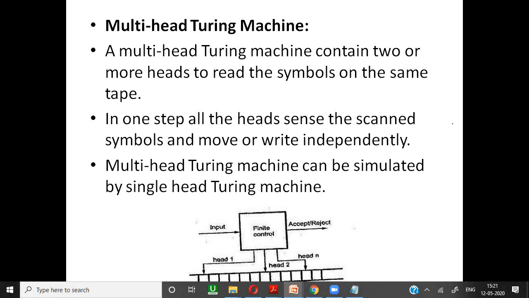The next one is the multi-head Turing machine. A multi-head Turing machine means we have only one tape, but it has multiple heads. The advantage of having multiple heads is that reading will take very little time. On a single tape, we can read multiple items at a time. In a single step, all the heads sense the scanned symbols and move or write independently.